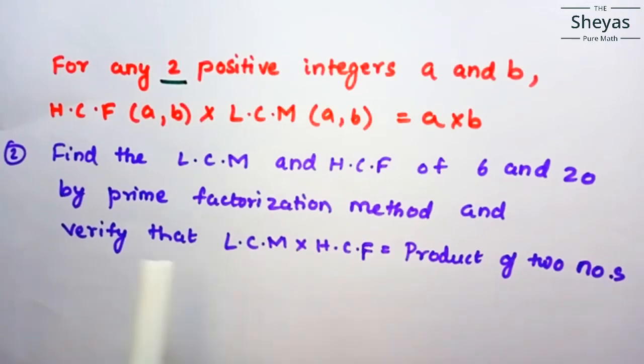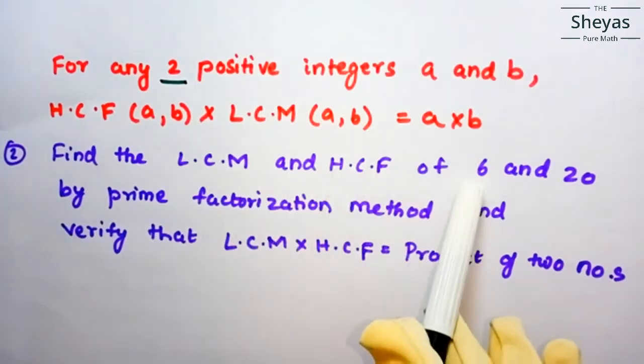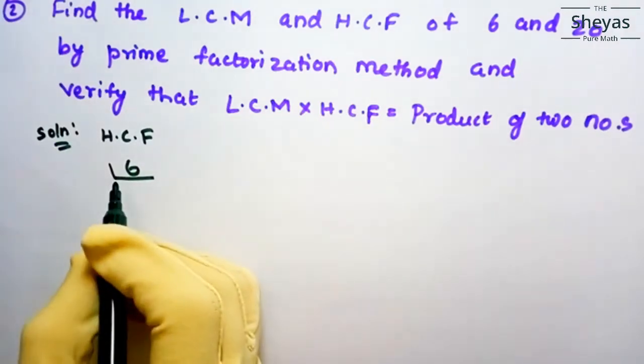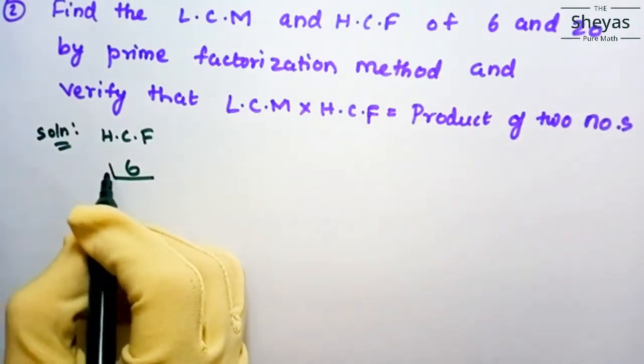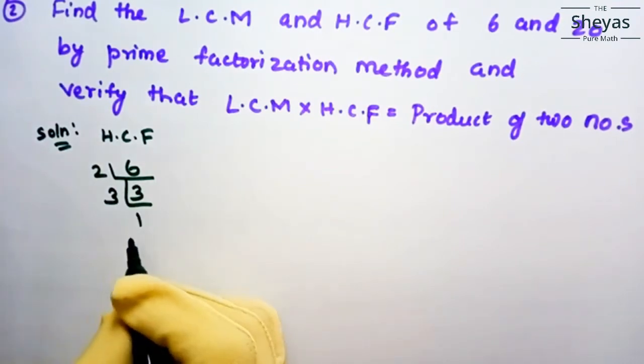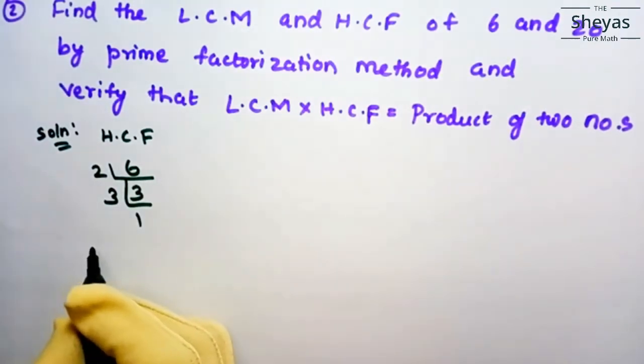Okay, let's start. Find the LCM and HCF of 6 and 20 by prime factorization method and verify that LCM into HCF is equal to product of two numbers. So first you are going to find HCF. First I am finding the prime factors of 6. 2, 2 3s are 6. Therefore 1 3s are 3.